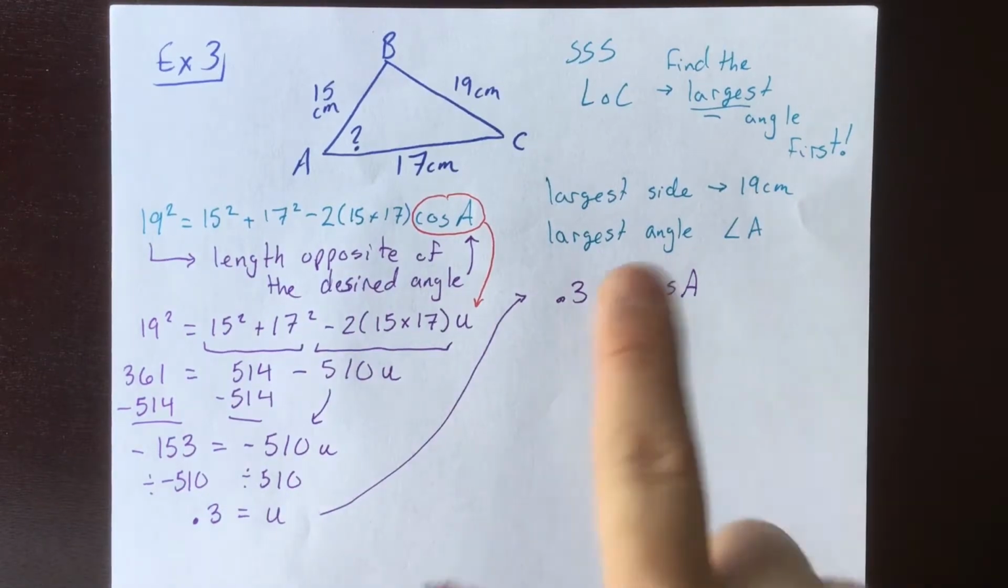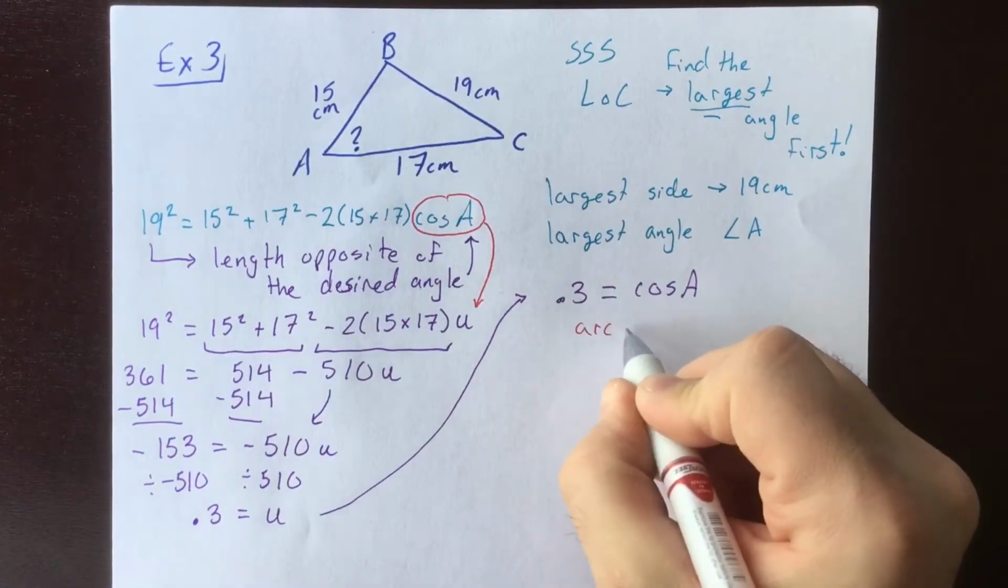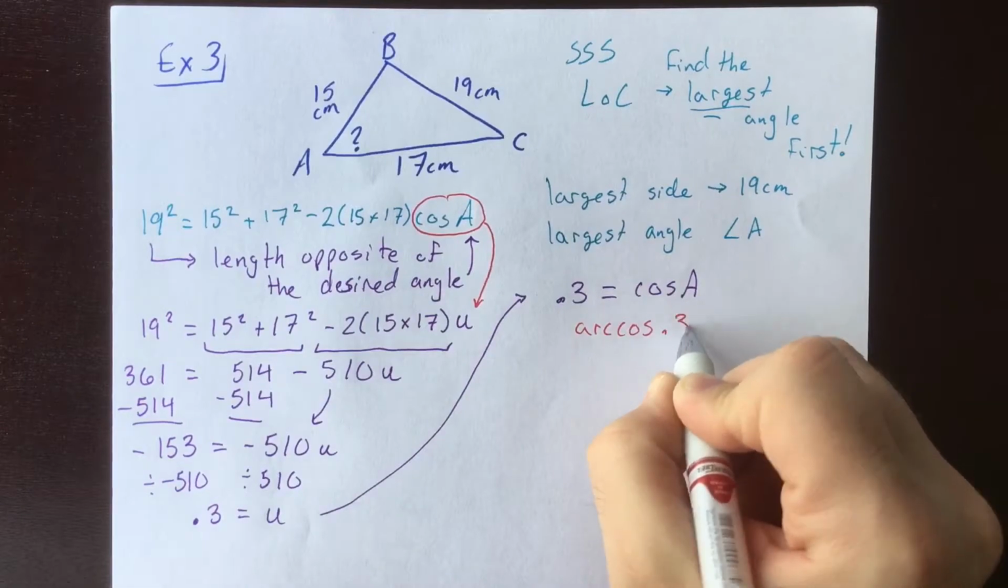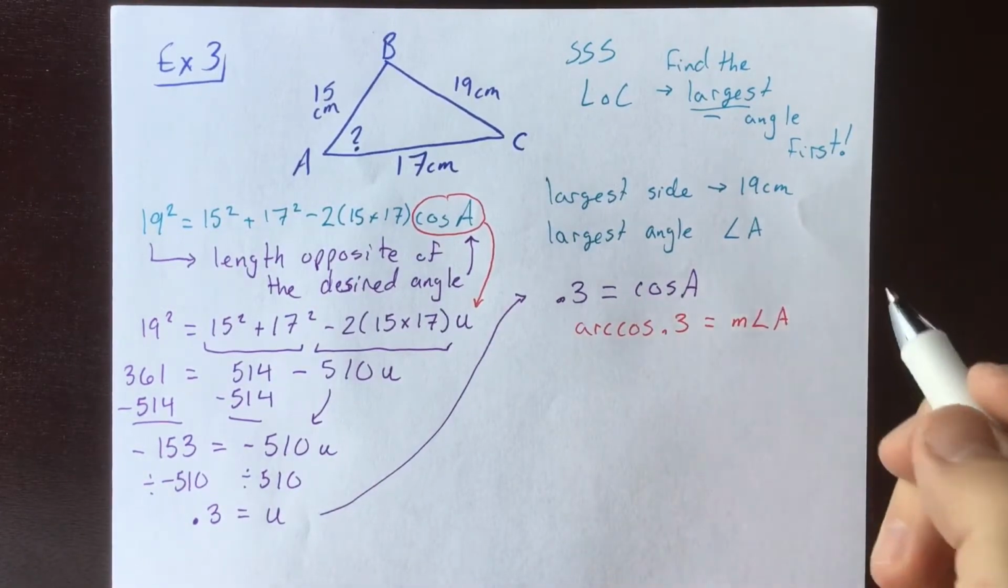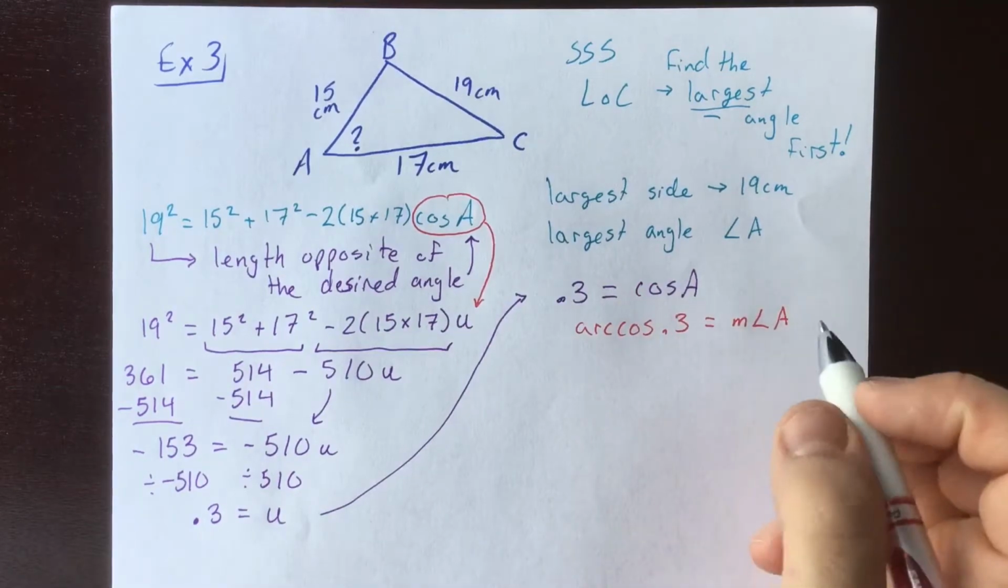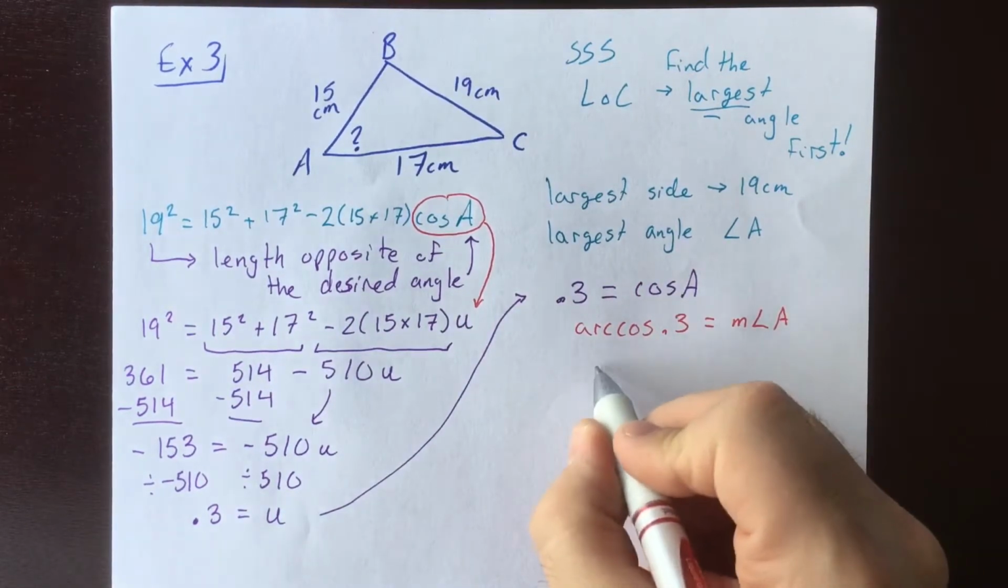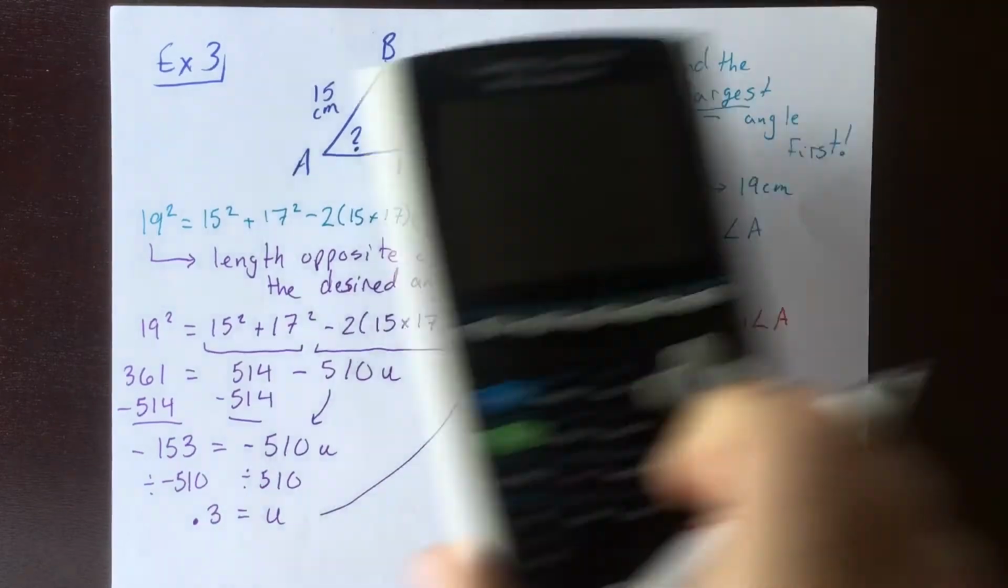I took cosine of A and wrote it as just U, so that when I solved for U, I placed cosine back in. So now we need to take the inverse cosine, arc cosine of 0.3, and what we get here will be the measure of angle A.